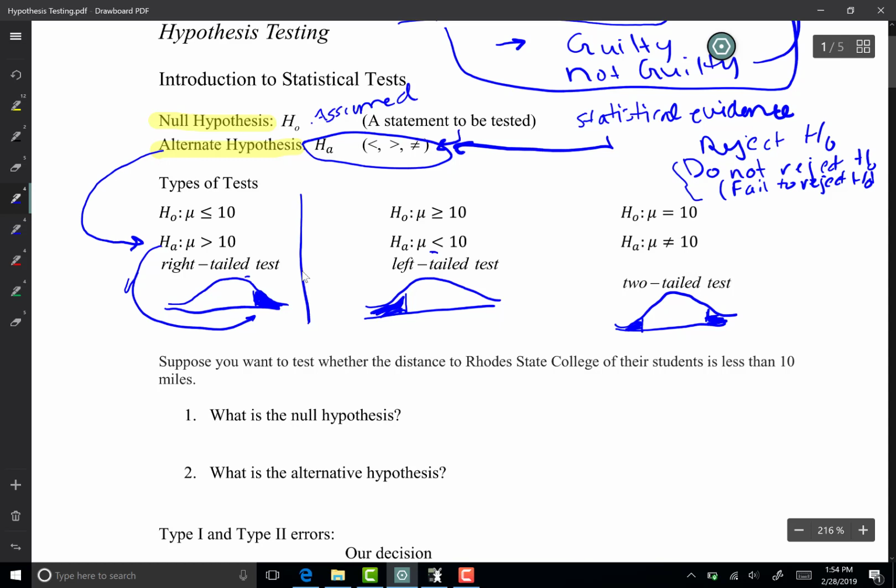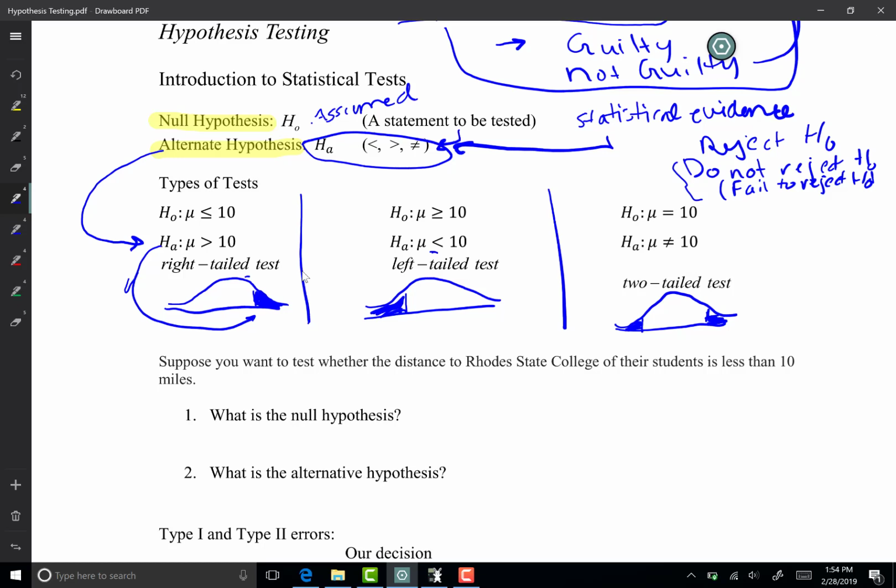So if we're trying to test that the population mean is greater than 10, then we write that first, and then the null is just the complement of that. It's less than or equal to. If we're trying to test that the population mean is less than 10, then the null is just the complement of that, mu is greater than or equal to 10. If we're trying to test that mu is different than 10, not equal to 10, then the null is just the complement of that, or equal to 10. Okay? So we're only going to pick one of these tests to do when we do our hypothesis testing.